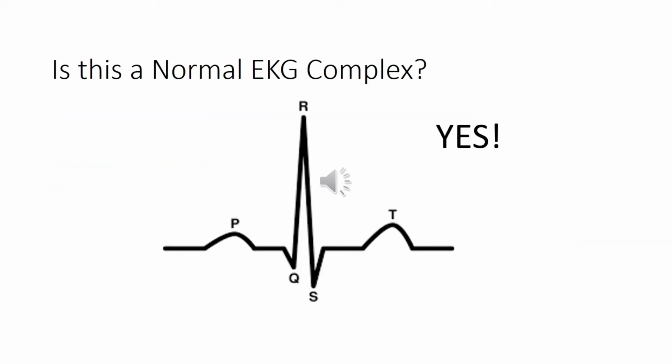Is this a normal EKG complex? Yes, we see a P wave, a QRS, and a T wave. For a normal EKG complex, there should always be three distinct waveforms: P, QRS, T.